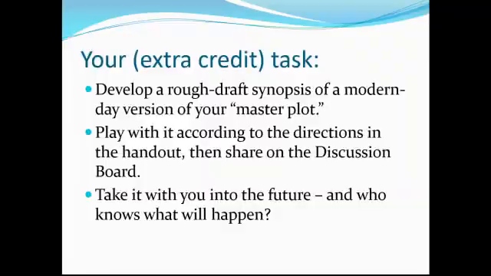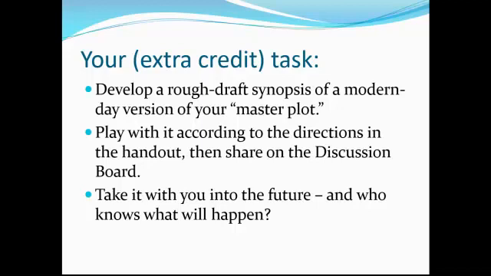So that's Edgar Sawtelle. Your task, should you choose to embark upon it, is to develop a rough draft synopsis of a modern-day version of your master plot. There are specific plays that I recommend working with in the handout. You can also pick another one, but I do want it to be an older work from, say, the 17th century or earlier: Shakespeare, Greek tragedies, etc. I don't want a rewrite of a movie that's 10 years old. Play with the story according to the directions in the handout, and then share it on the discussion board.